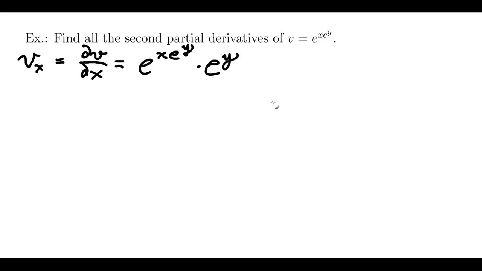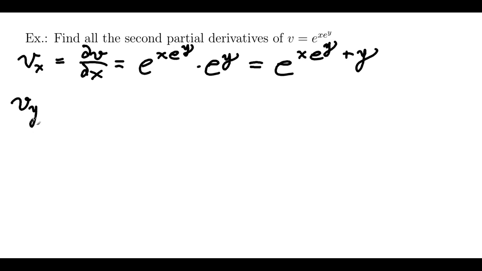So we have that. If we want, we can combine those together and make that e to the power of x e to the y plus y, all in that exponent. It's unclear at this moment which of those would be simpler for our purposes, but those are both possibilities. So there's our partial with respect to x.